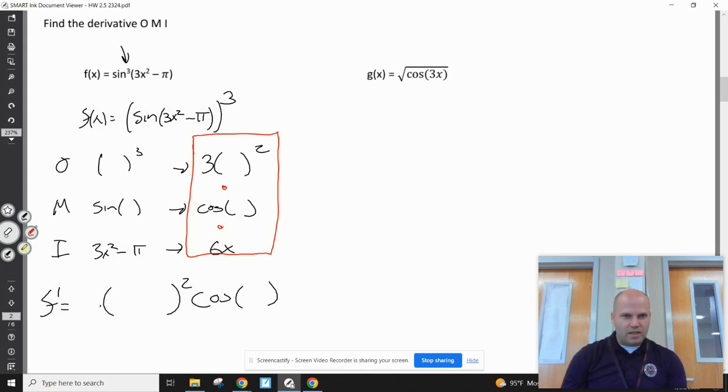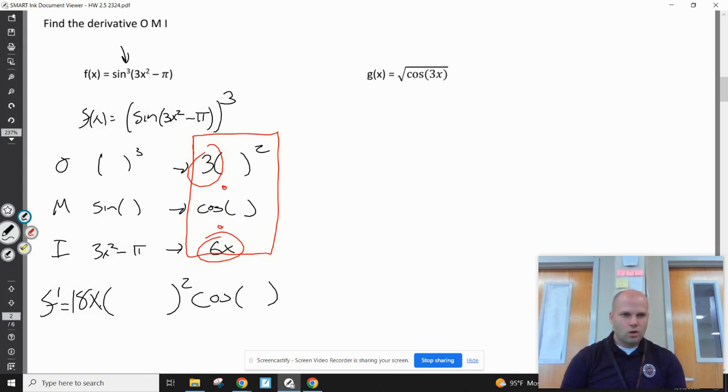I can multiply the 6x and the 3 right off the bat. It will be easier to look at, and we don't have to worry about it as much if you just take care of that. So I just have 18x parentheses squared cosine parentheses.